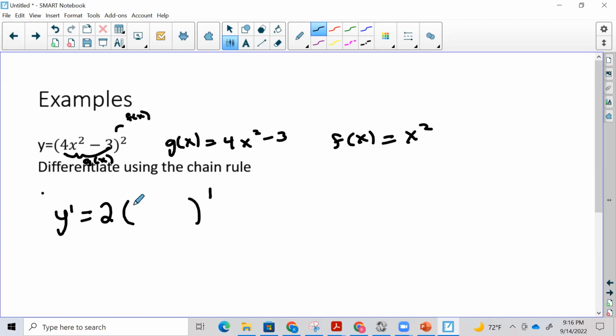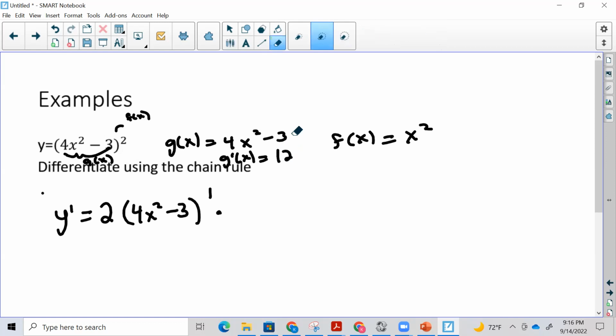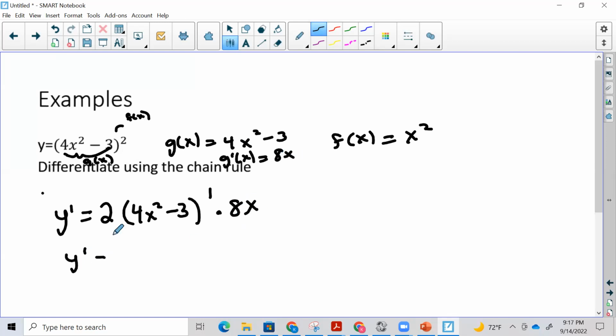And then we keep the inside the same, so this does not change at all. And then we multiply by the derivative of that g of x, that inside piece. The derivative of this inside piece is 12x. No, sorry, 8x, because 4 times 2 is 8x, so we would multiply this by 8x. And so I could multiply the 2 and the 8x, so I'd get 16x times 4x squared minus 3, and if you really wanted to, you could distribute.